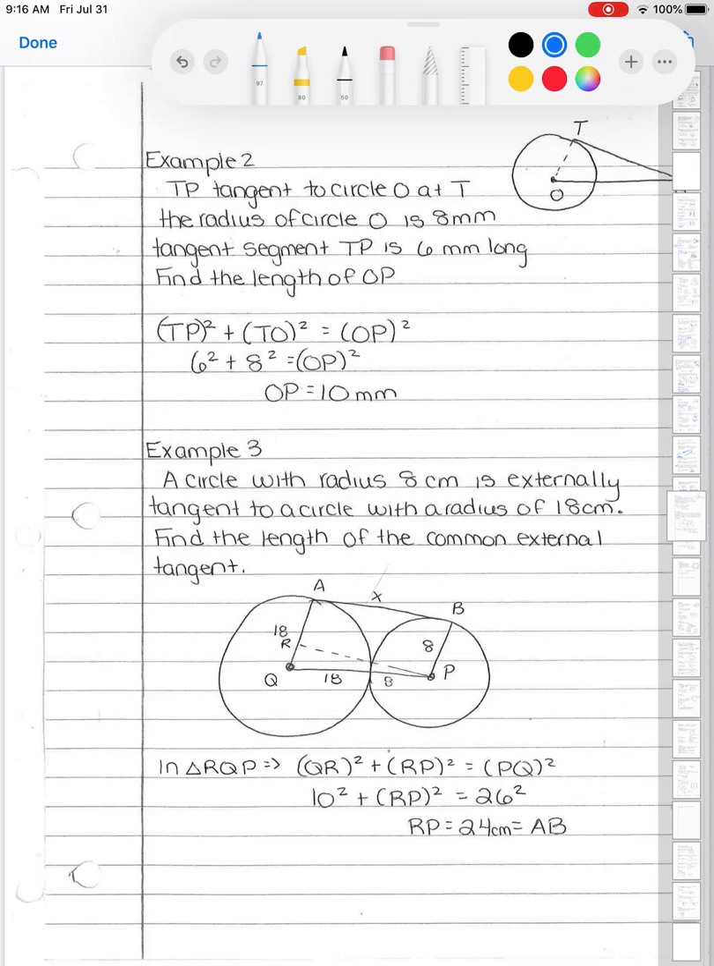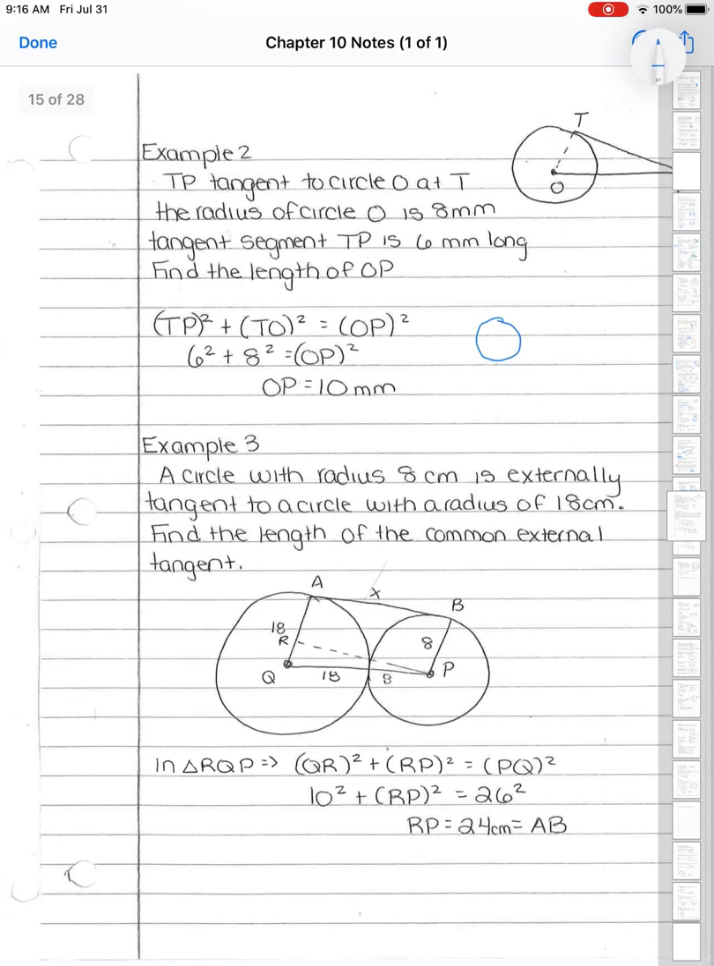So I'm going to redraw this one because everything keeps getting cut off here. So we have a circle, we have T, we have O, and P's up here. So it says TP is a tangent to circle O. The radius of O is 8. I'm going to add that in there. Tangent segment TP is 6, and we want to find the length of OP.